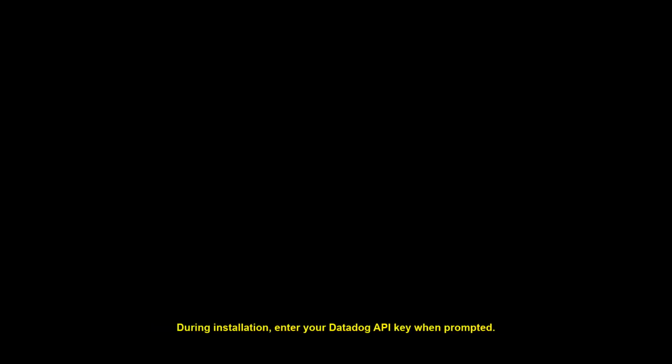During installation, enter your Datadog API key when prompted. This API key can be found in your Datadog account settings. Complete the installation process by following the remaining prompts. Once installed, start the Datadog agent service. Check the status of the agent to ensure it is running correctly.